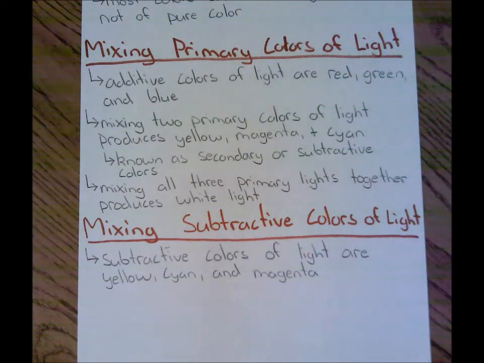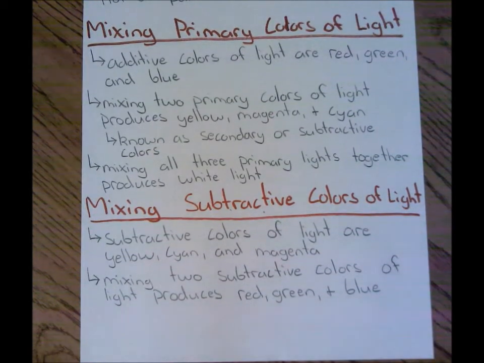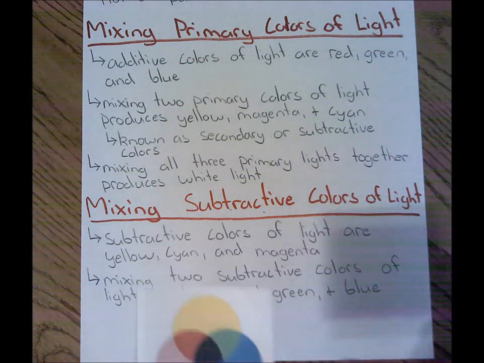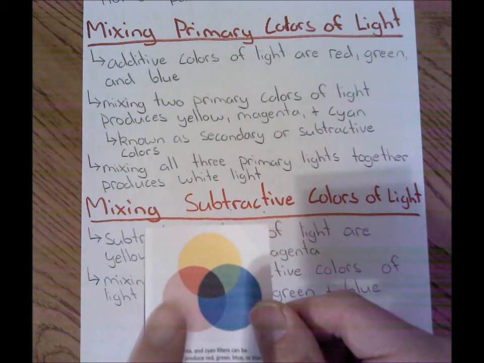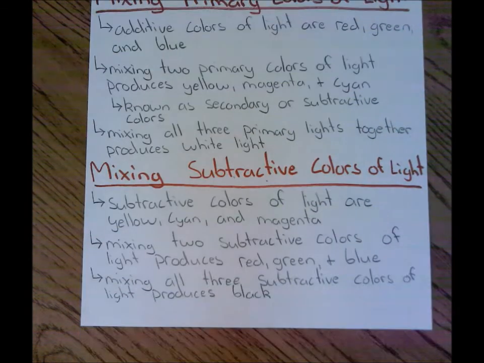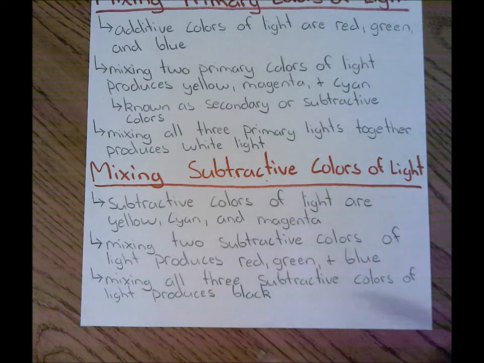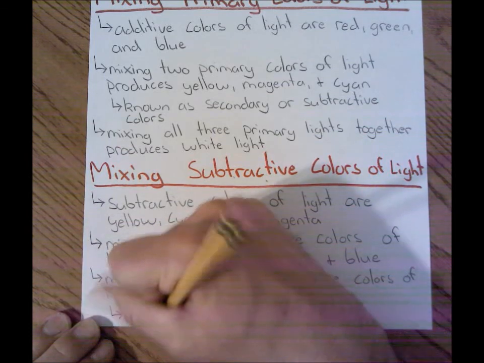Now, black is not a color of light, it's actually the absence of color. So again, all three subtractive colors mixed together of light produces this black. Now, in light, there is no color black, and that is because when we get a black to appear in our color for light, this means that all light has been absorbed. And so this black that we see is actually just the absence of color. Again, a little bit different than what you would have in art class.